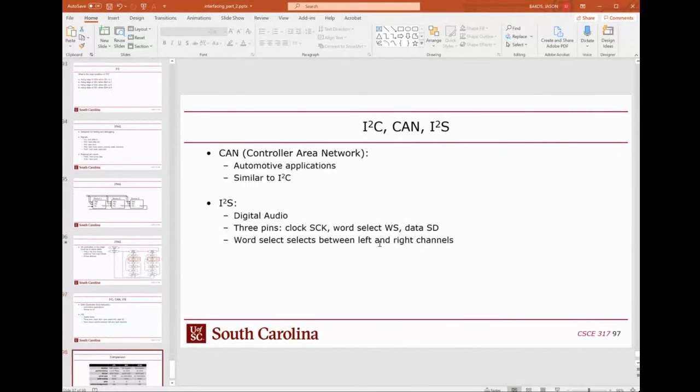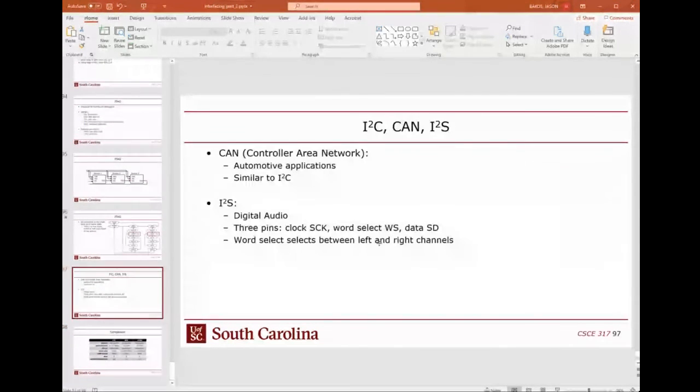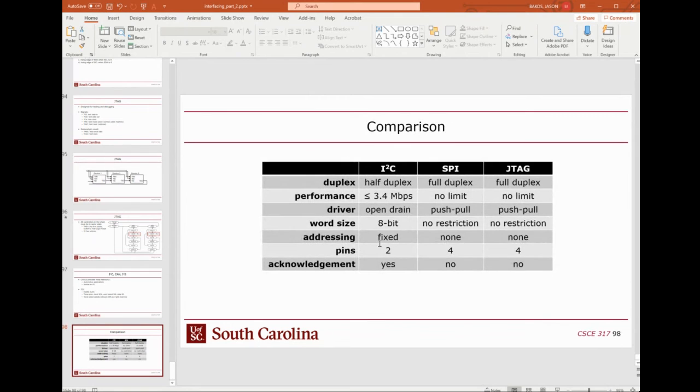It's different. Okay, and then I mentioned there's a few other protocols that are based on I2C. There's CAN and there's I2S. And then we compared them. So just to quickly compare them, I2C is half duplex, SPI and JTAG full duplex. I2C is open drain, SPI and JTAG are push-pull. Word size with I2C is 8 bits, SPI and JTAG no restriction. For addressing, there's acknowledgement in I2C. One thing I should have put in here though is the bit ordering.